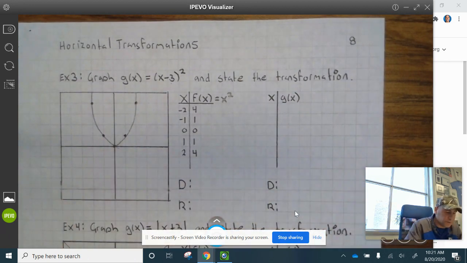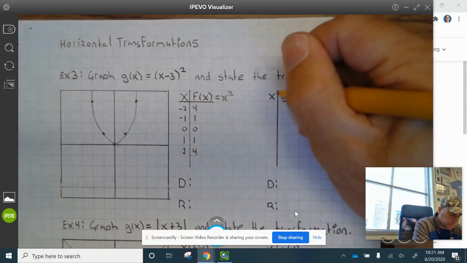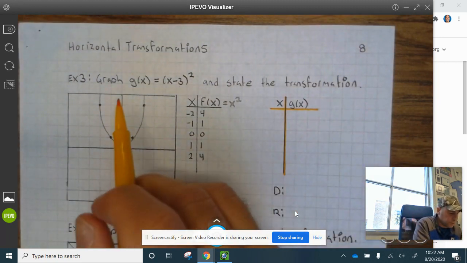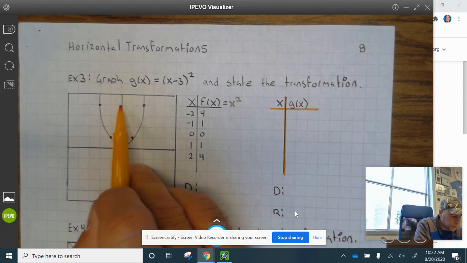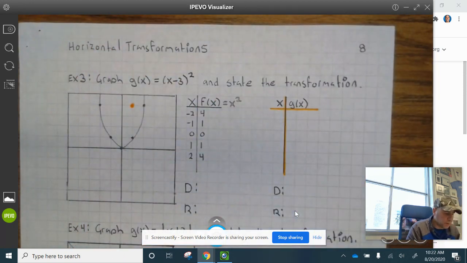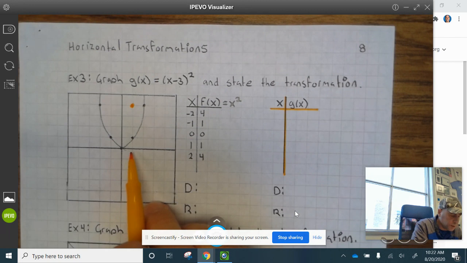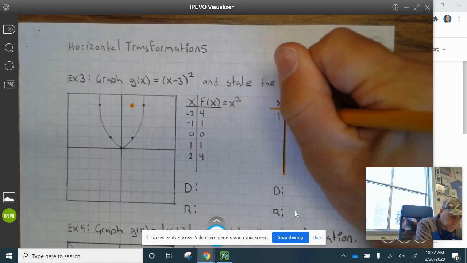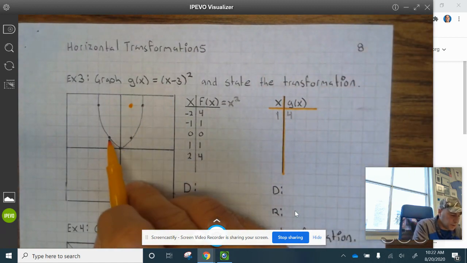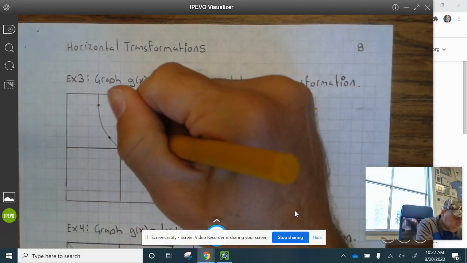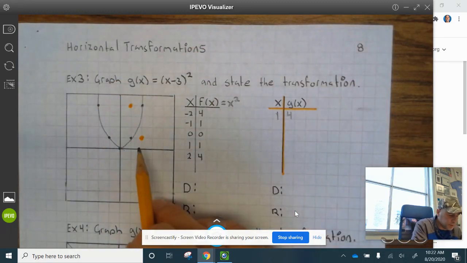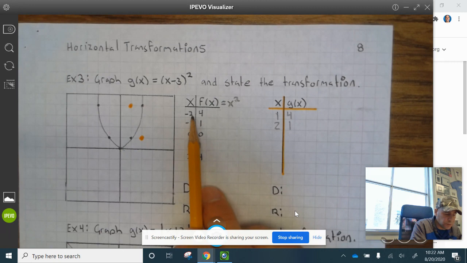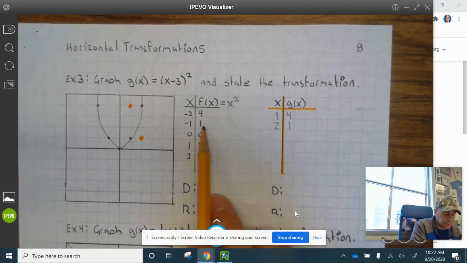So let's take each point and move it to the right, okay? So here, take this point, we go to the right 1, 2, 3. Okay, so that point is 1, 1, 2, 3, 4. So 1, 4. And then here we go again, 1, 2, 3. And that point is 2, 1. Notice that we're adding 3 to the x value, but the f of x value is staying the same.